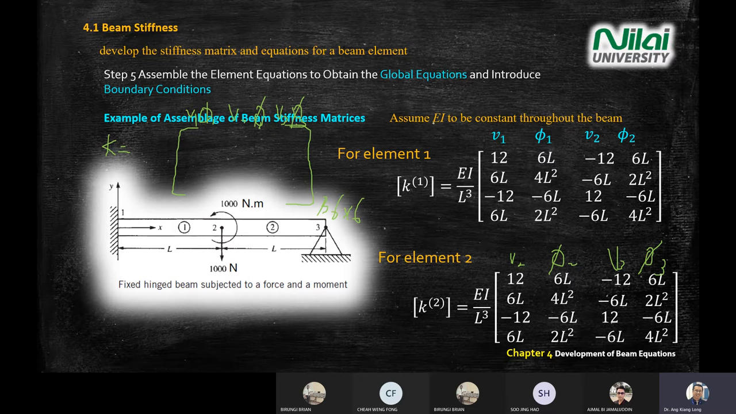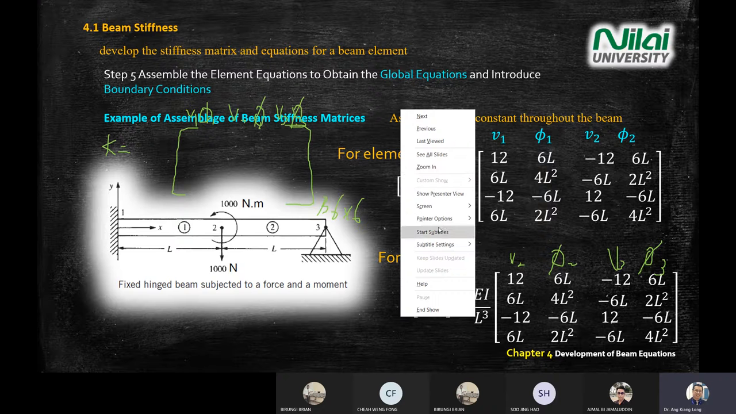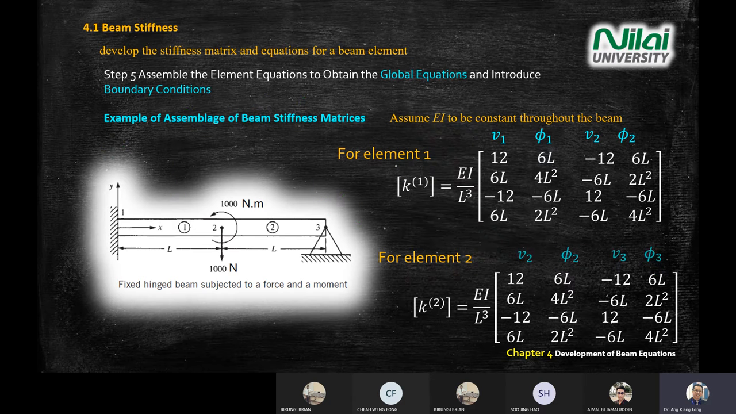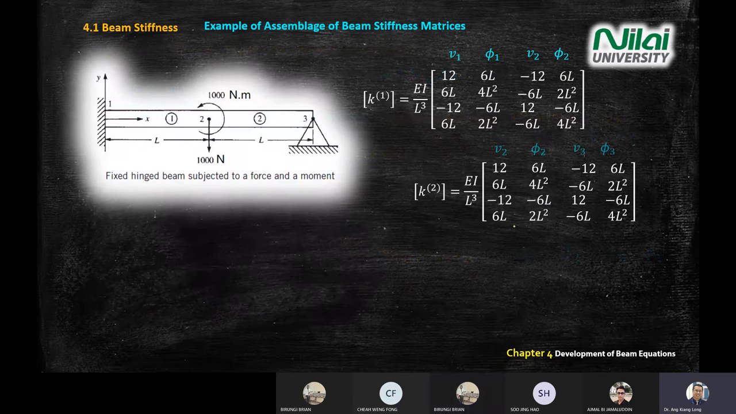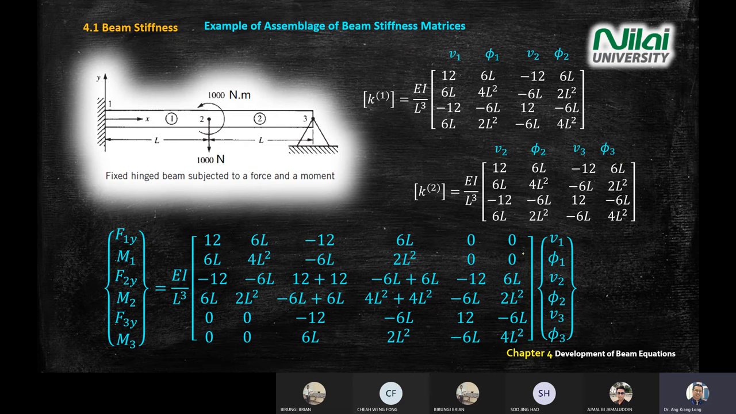Okay, so I think all of you are experts already in marking all these numbers. I'm going to go on, this one is just a reference. So we have these two matrices, then we combine them into a very big matrix like what you see on your screen. It will be a very big matrix.